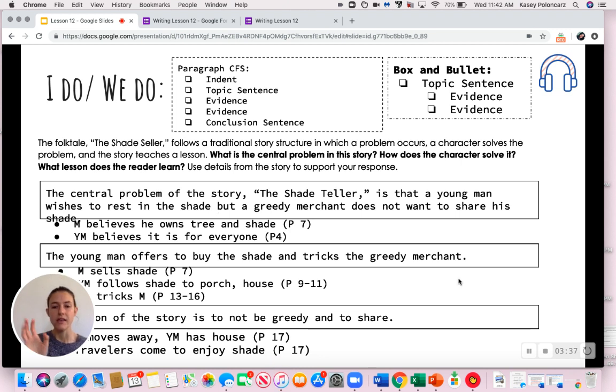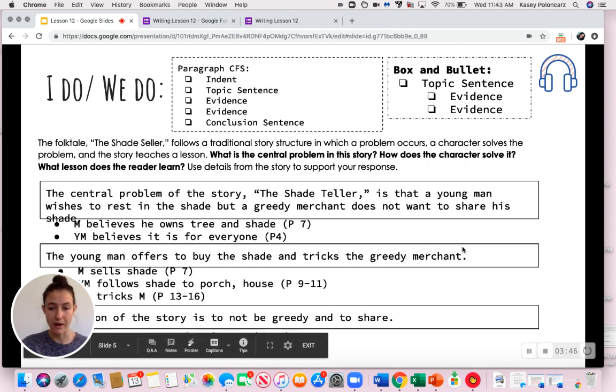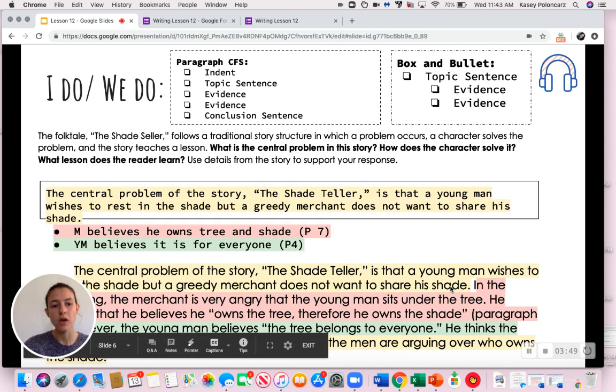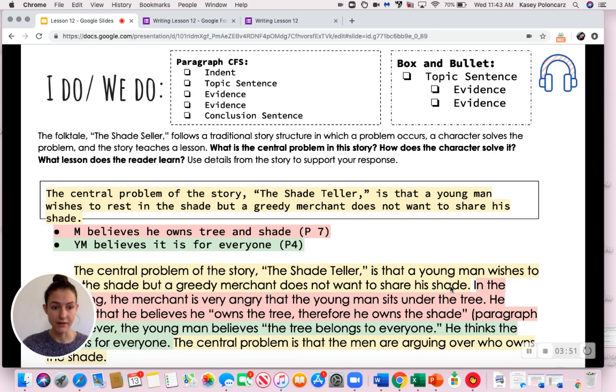Okay, so this was my box and bullet plan from yesterday. Yours should look different because I have a different question than you. So I'm going to use the CFS to turn it into a paragraph. So what comes first when I'm writing my paragraph? The first thing is my indent. Remember, for your indent, you're going to put 2 fingers down onto the first line of the paper, and then you're going to write. And then when you go to the next line, you're going to lift that finger up. You only need an indent on your first line.